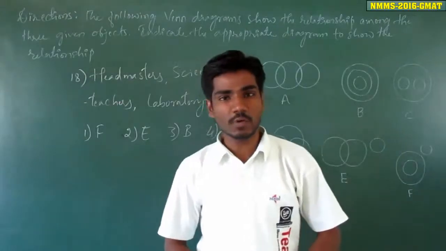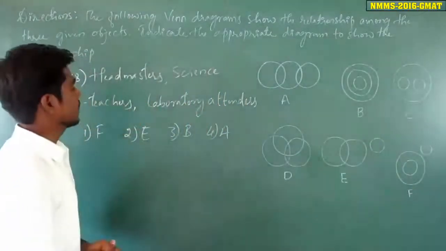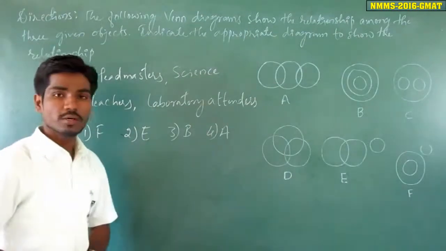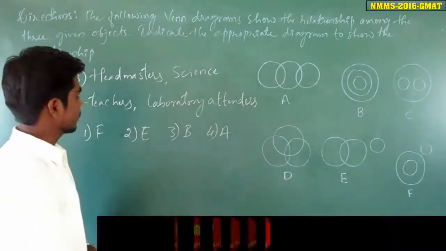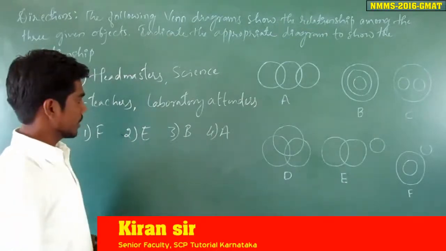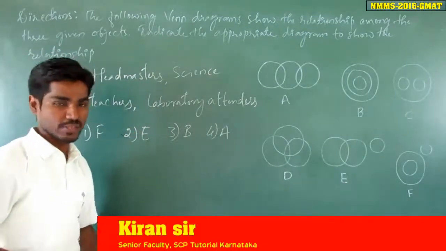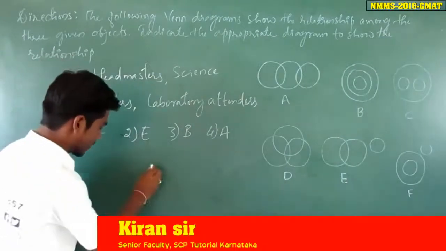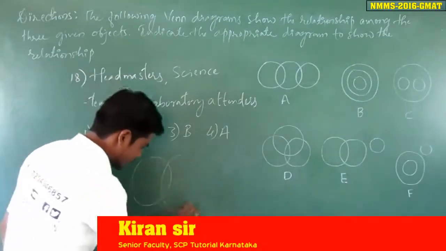Well friends, here is the next problem. The given problem is headmasters, science teachers, laboratory attendants. Friends, headmasters may be science teachers or even science teachers may be headmasters. So I will represent that relationship by this diagram.